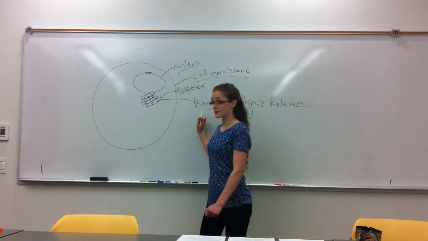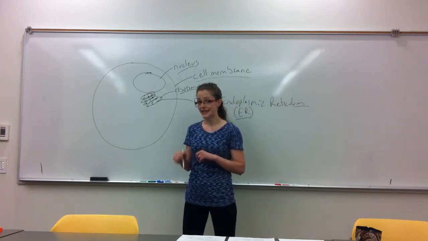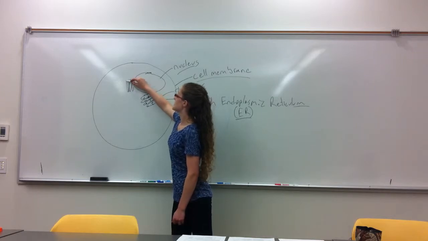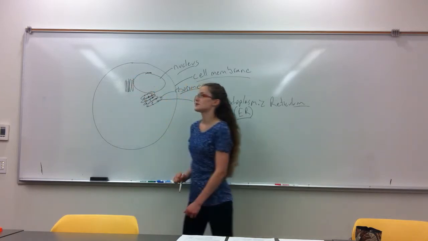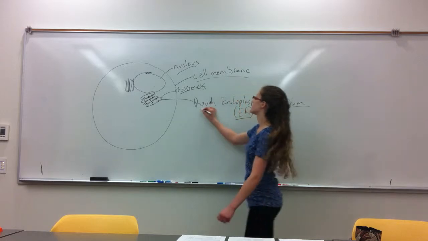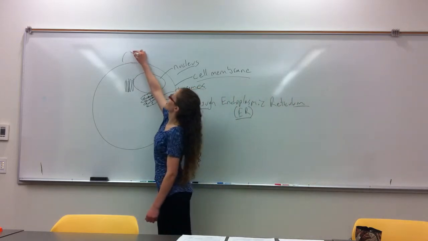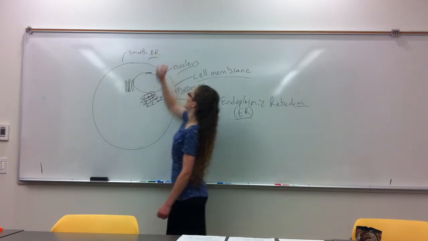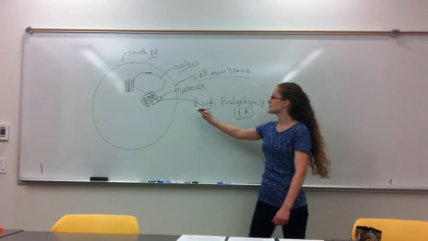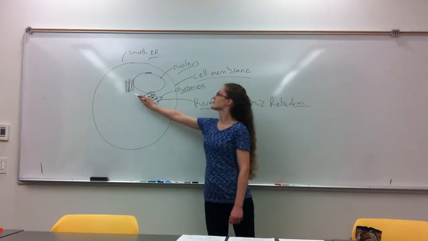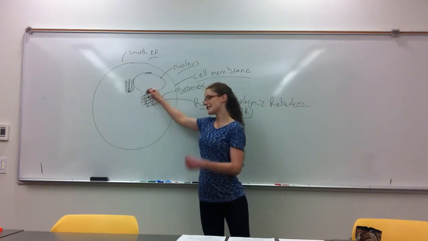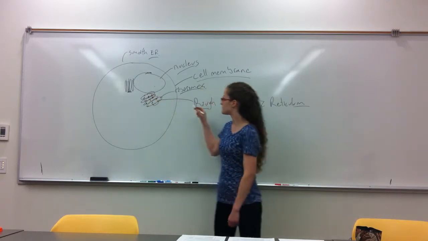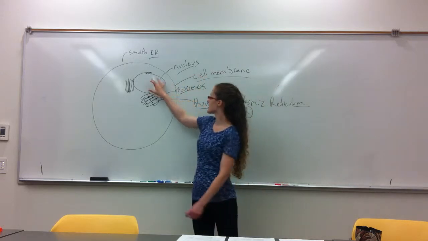Now, the rough endoplasmic reticulum isn't the only endoplasmic reticulum inside the cell. There's another one, but it's a little bit different. It doesn't have these proteins. So what might we call this? If this one's rough, this one's going to be smooth. You guys are smart. So that's our smooth ER. This one does protein synthesis, whereas the smooth ER has more to do with lipid synthesis as well.